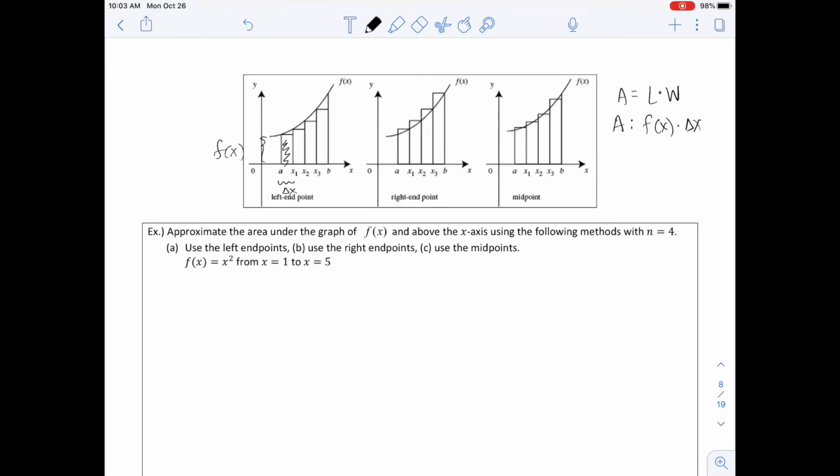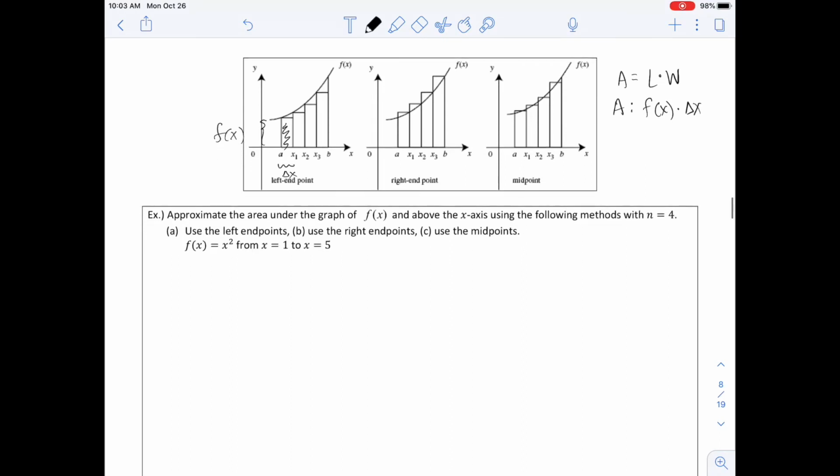And it says, the example on the next part says, approximate the area under the graph of f of x and above the x-axis using the following method with n equals 4. Part A is the left endpoints, B is the right endpoints, and C is the midpoints. So in order to do this, I'm going to go ahead and look at what my graph is, and my graph is just going to be x squared, and we're only going from 1 to 5.